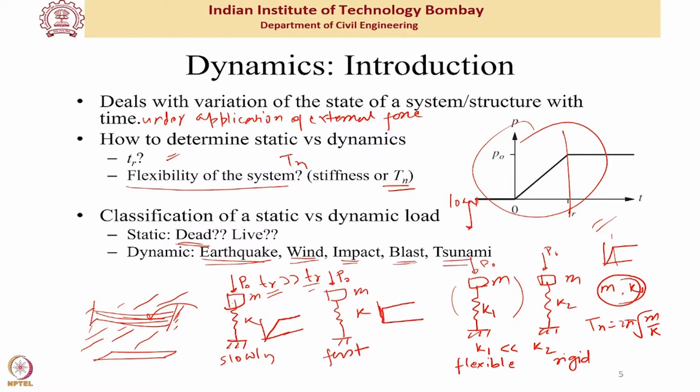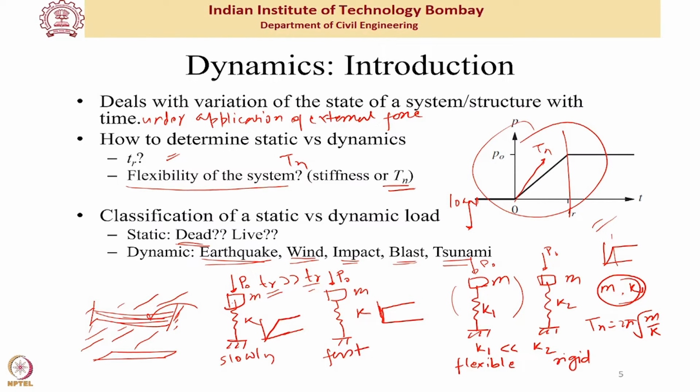If you consider an earthquake load, can you think what is the typical duration of an earthquake? Maybe let us say 15 seconds, 30 seconds, 1 minute, something like that. So the structure is applied a very large horizontal load over a very short duration. So this T_r is very small. And depending upon the time period of the structure, it could lead to dynamic effect.